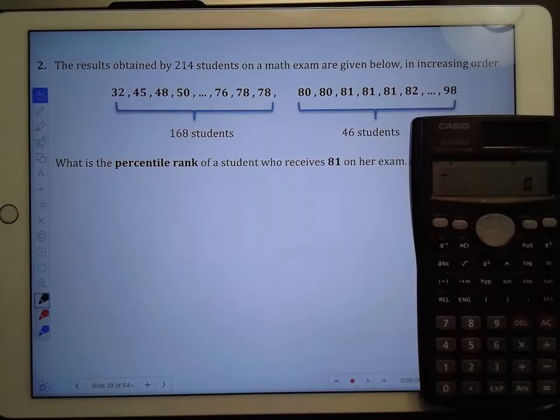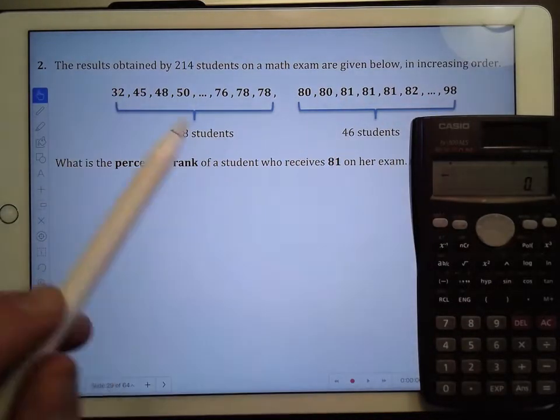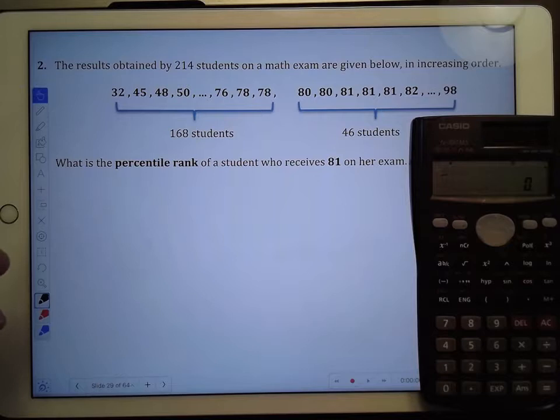Hey, we're taking a look at percentile still, and we're looking at question number 2. The results obtained by 214 students on a math exam are given below in increasing order, so that those numbers are nicely ordered for us. What is the percentile rank of a student who receives an 81 on her exam?